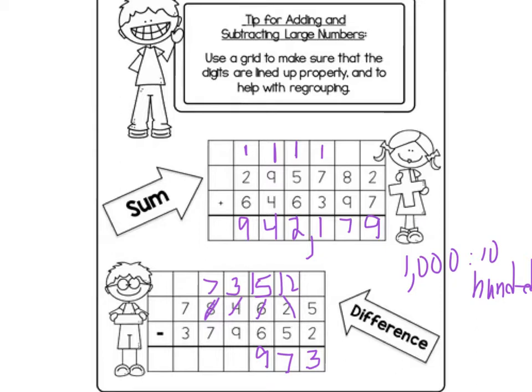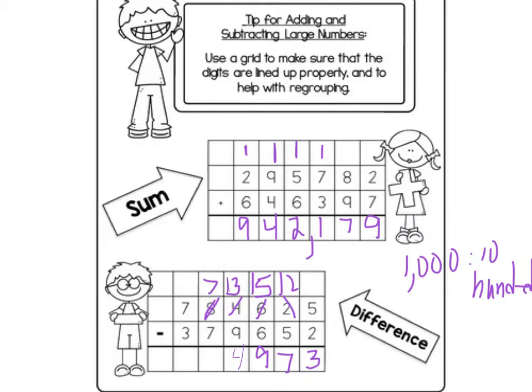So the one that we took away, which is actually worth 10 in the thousands place, we already have a 3 there. So 10 plus the 3 already there would be 13. And 13 minus 9, 13,000 minus 9,000, is 4,000. We see we have the 4 in the thousands place.